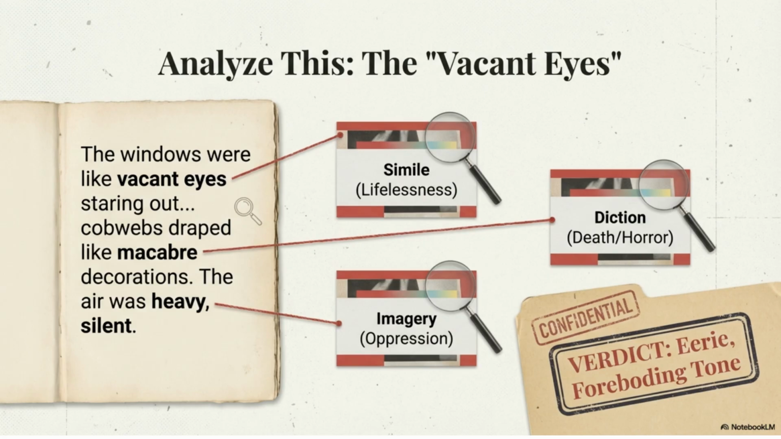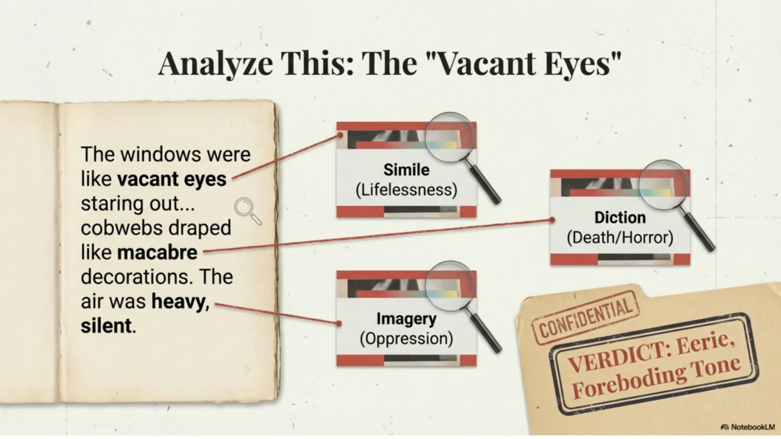Next, the diction includes words like macabre, heavy, and silent. These words carry strong, negative connotations associated with death, decay, and horror. The author could have chosen neutral alternatives, but selecting these words intentionally builds discomfort and unease.